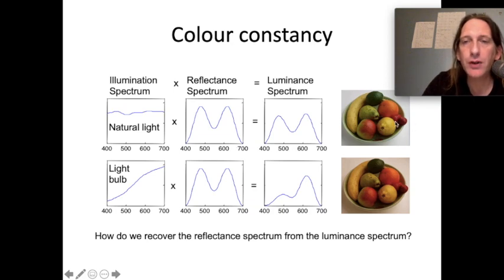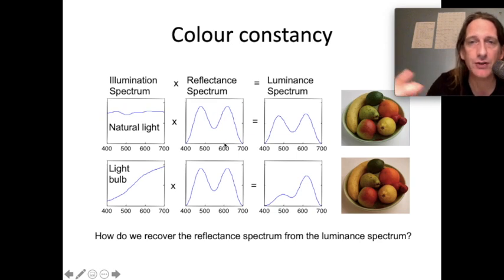So if we look at our fruit bowl example again, let's just pretend we're looking at the banana. Okay, if you look at natural light or light being emitted by a light bulb, they're going to have wildly different illumination spectrums. The reflectance spectrum remains the same because the physical properties of the object are not changing. So this is our filter, if you like. And then we have the luminance spectrum, what's actually being emitted from the object and hitting your eye.